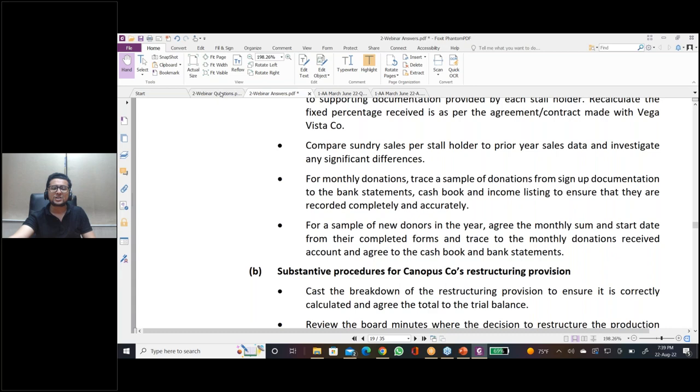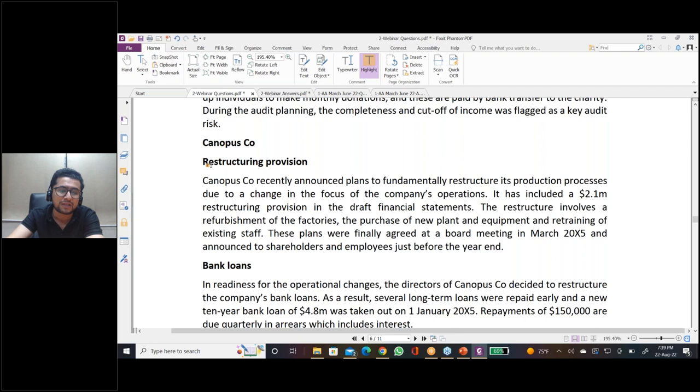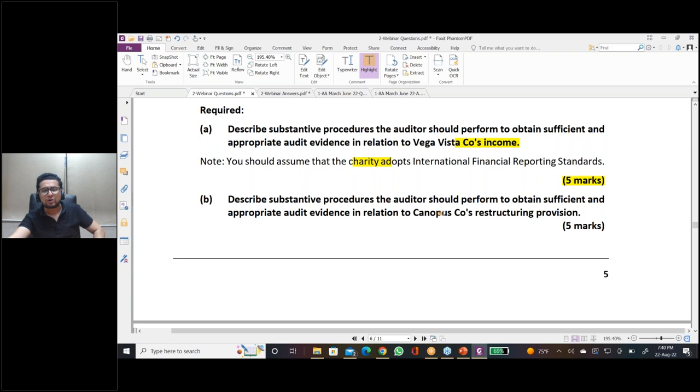That's why I am moving to the next part, which is the most favorite part of the examiner. The examiner would test provisions somehow or other: provisions against warranty claims, provisions against a legal case by the company's ex-director, maybe for constructive or unfair dismissal, such as a restructuring provision. So what about the exam requirement? Describe the substantive procedure the auditor should perform in order to obtain sufficient appropriate audit evidence in relation to the company's restructuring provision. So the company has restructured themselves, and they have recognized a certain amount of provision.